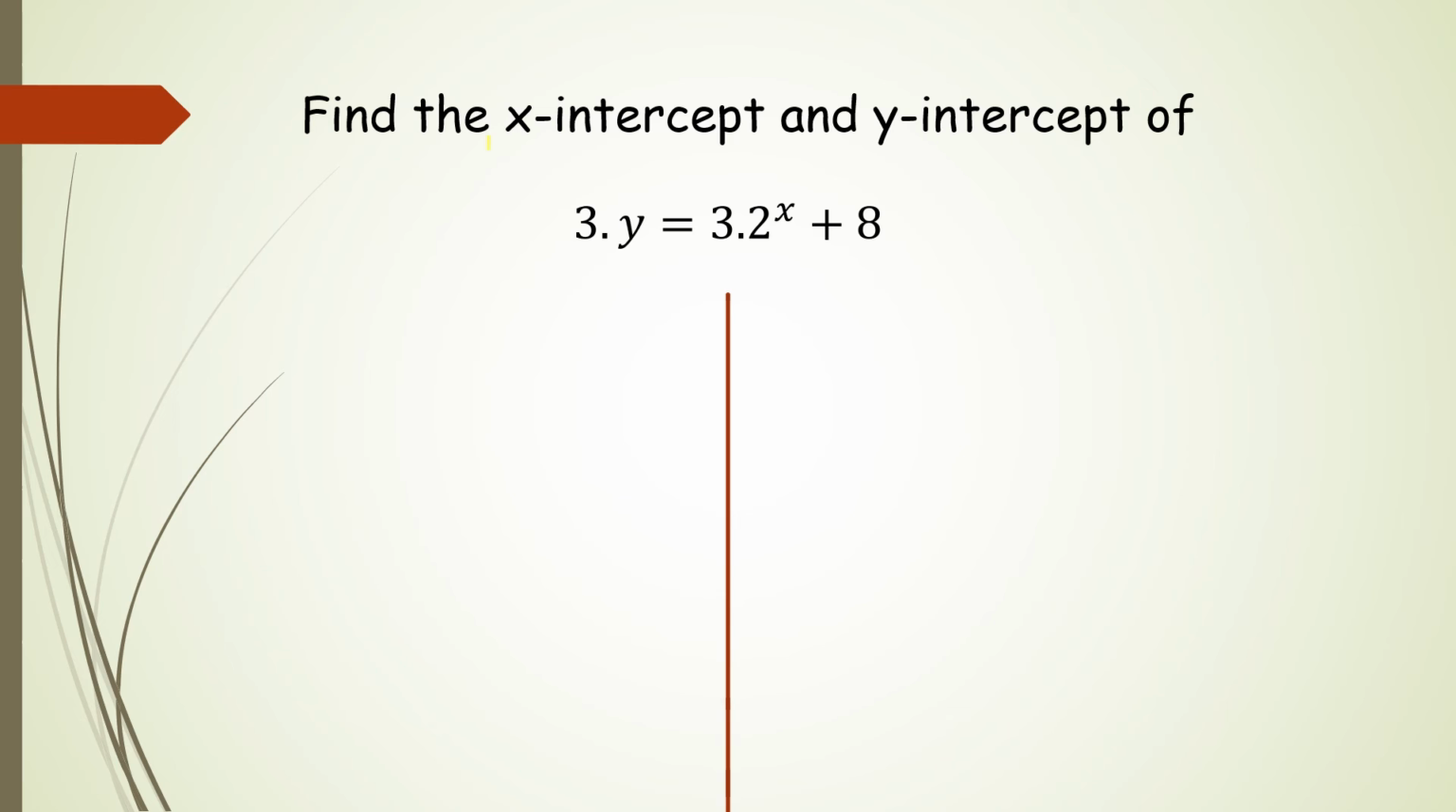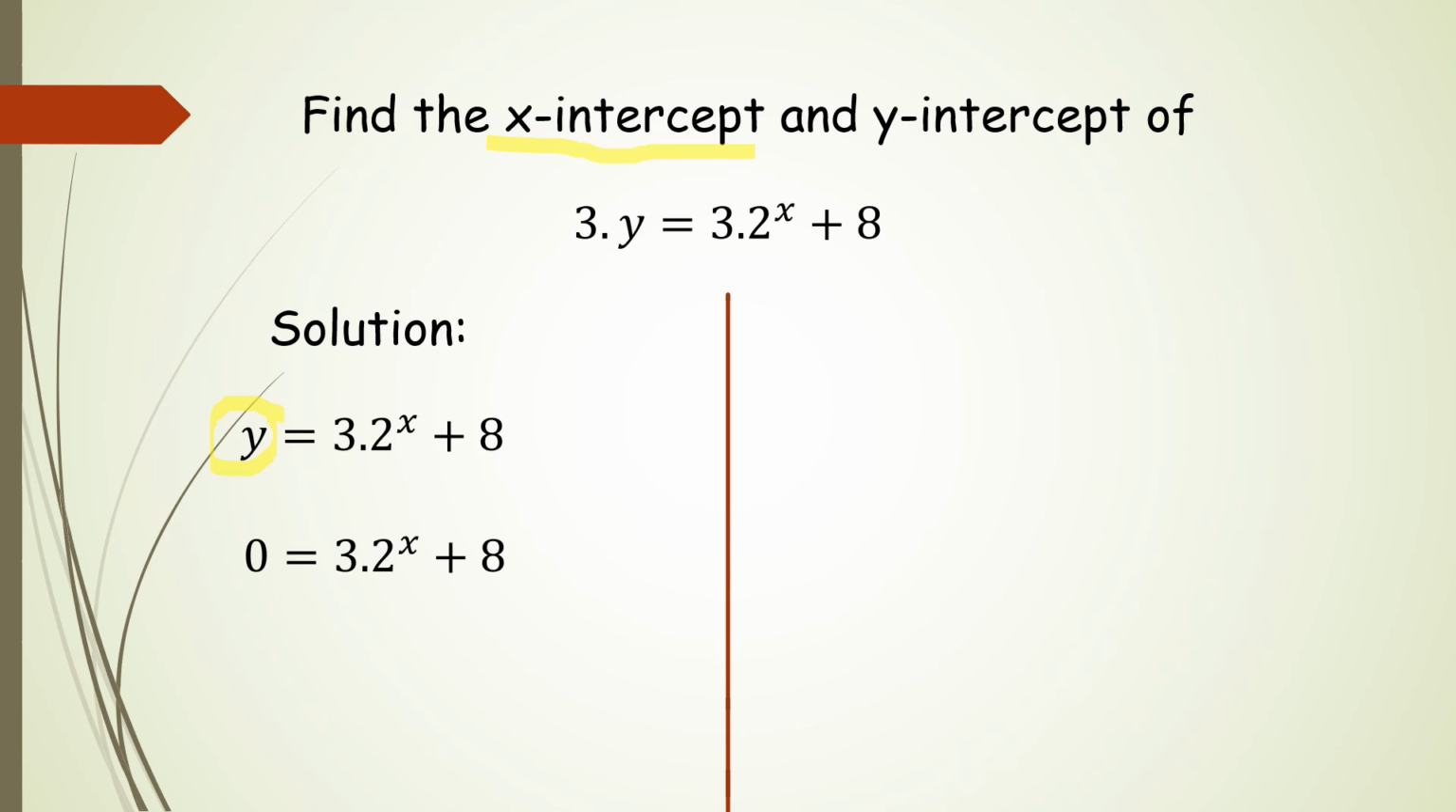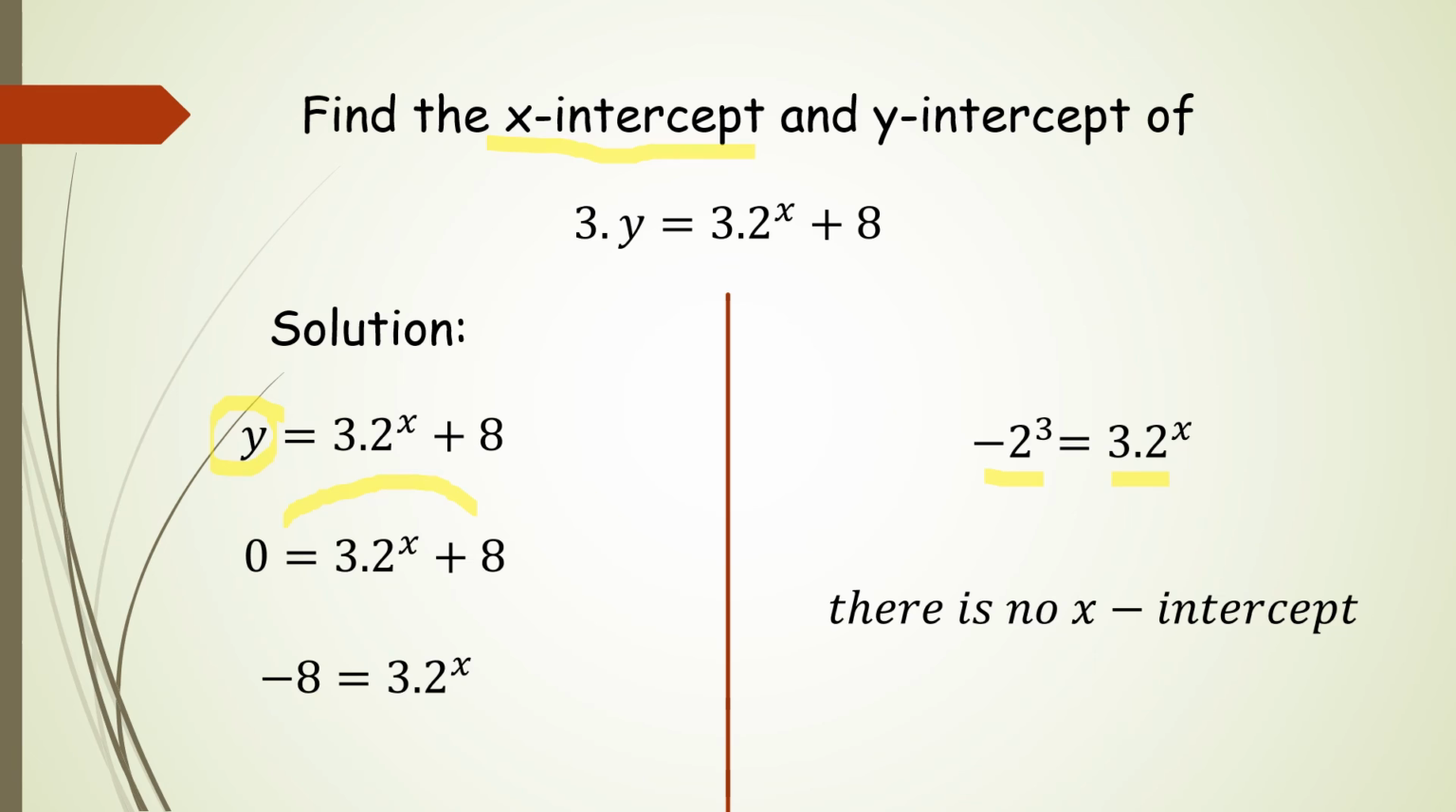Next, we find the x-intercept. For our solution, we let y is equal to 0. So we have 0 is equal to 3.2 raised to x plus 8. Move the 8 to the other side. So we have negative 8 is equal to 3.2 raised to x. And negative 8 is also equal to negative 2 raised to 3. But since there is no way to equate the bases negative 2 and 3.2, our conclusion will be there is no x-intercept.